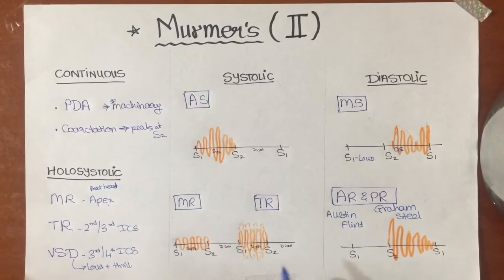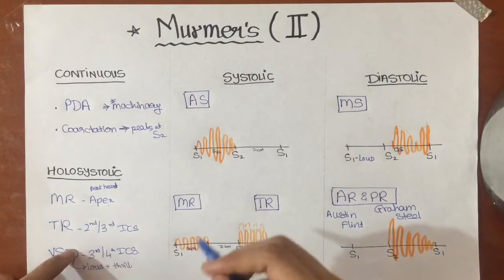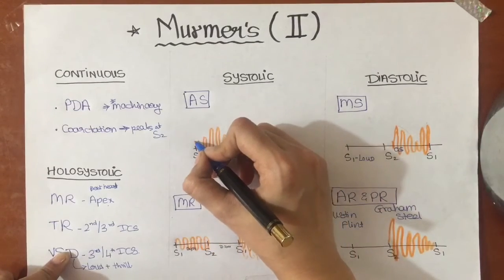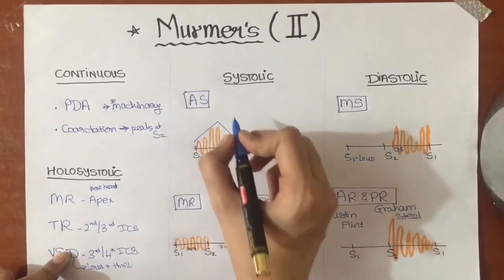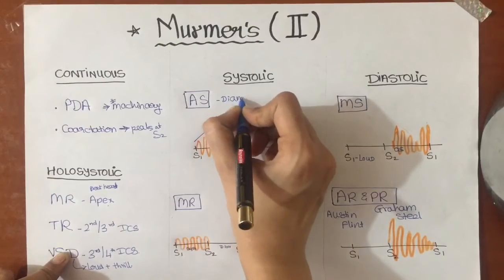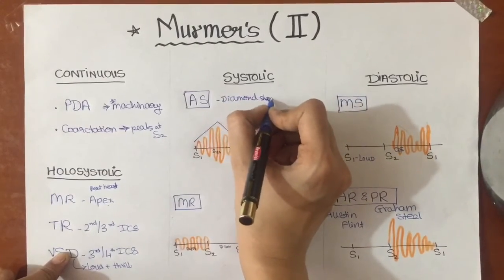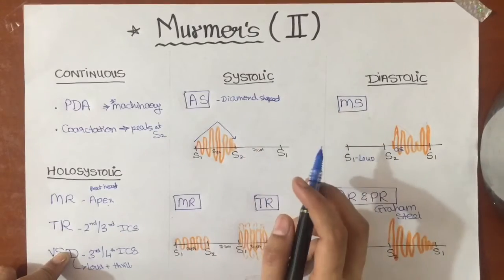Now coming to the main part, the systolic murmurs and the diastolic murmurs. Now in aortic stenosis, the murmur is systolic, because in aortic stenosis the ventricles contract and the blood is unable to enter into the aorta, so the murmur will be heard during the systole. Here remember the murmur is crescendo decrescendo type. You can remember this as a diamond shape, and that it is crescendo decrescendo type.